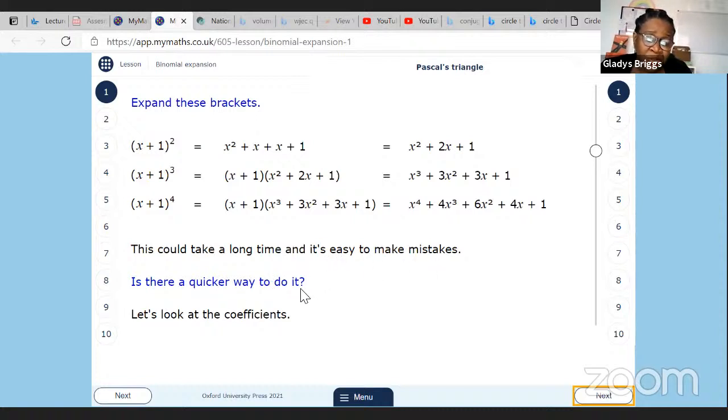Is there a quicker way to do this? Let's look at the coefficients, okay? Do you know what coefficient means? Coefficient is the number in front of x. The coefficient of x is the number in front of x, okay?